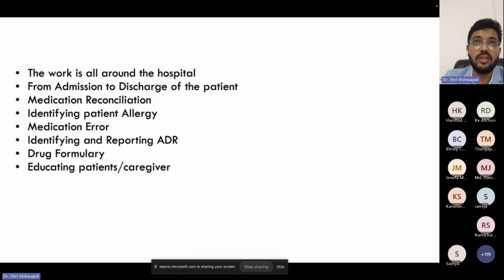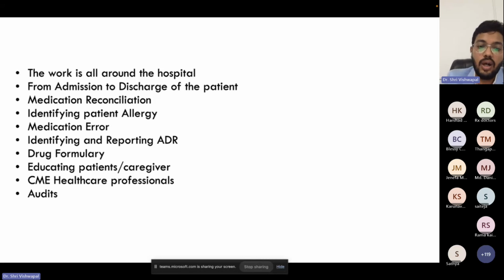So CME to healthcare professionals. All the pharmacists, all the nurses, all the physicians, continuing medical education is very much important, and audits are a major part. We play a major part in prescription audits. As I said, while auditing, we'll find a number of medication errors. So these medication errors are resolved by giving CME.